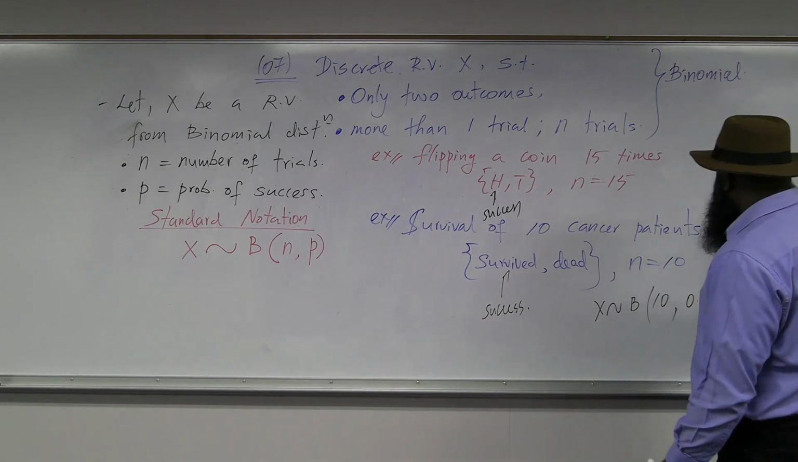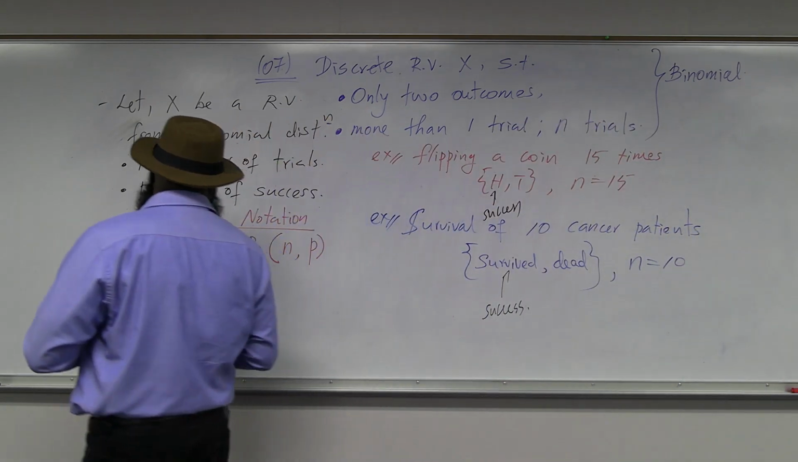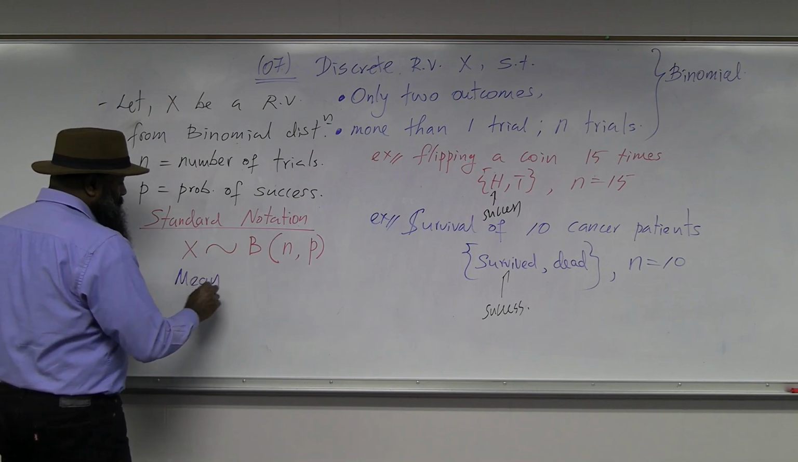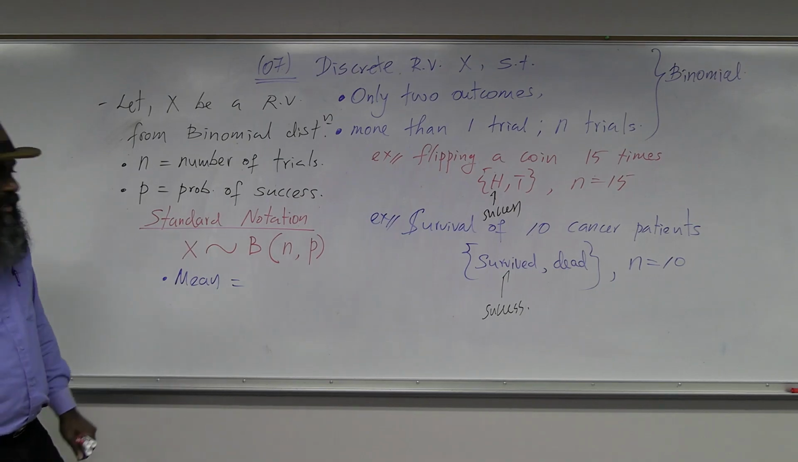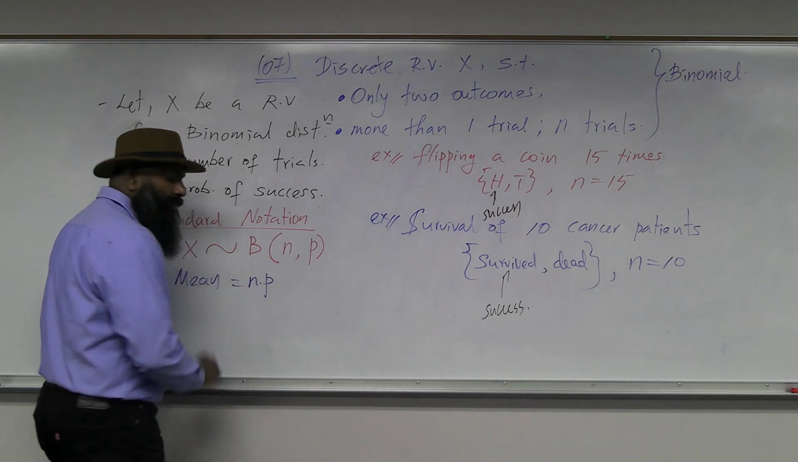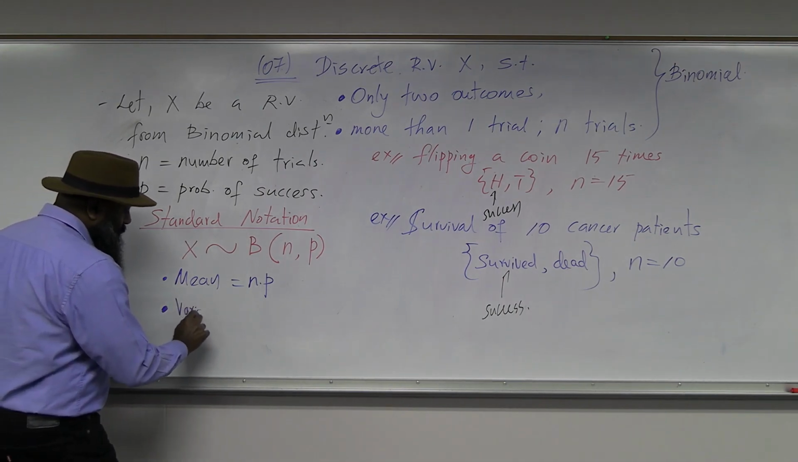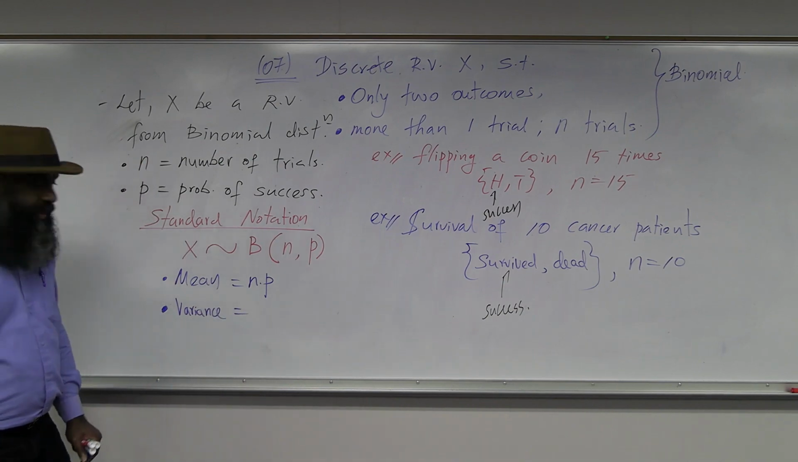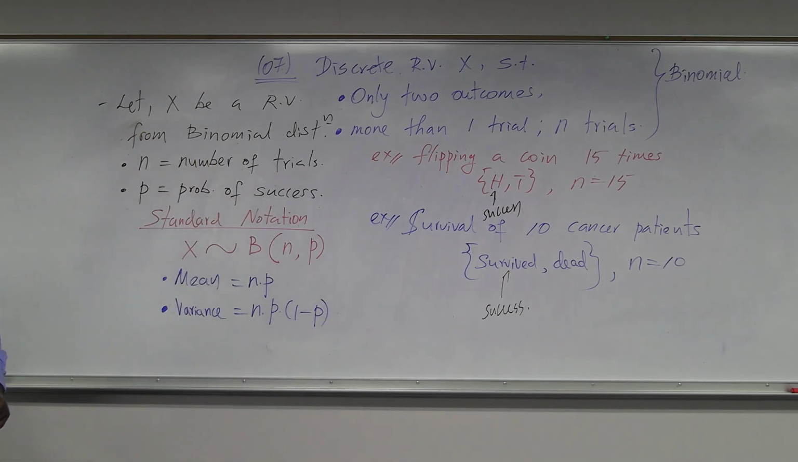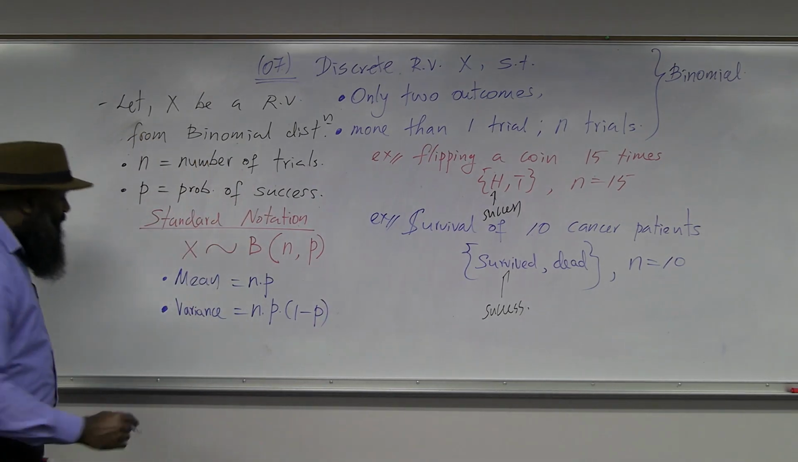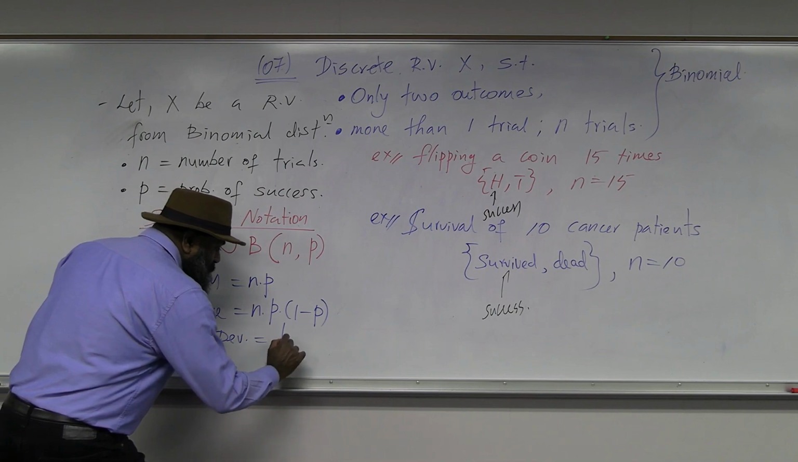Now, I will also need to find the mean and the standard deviation. So the mean for the binomial distribution is given by this equation. Your calculator doesn't have this equation either for mean. Mean equals n times p. And then you have variance. The variance is equal to n times p times 1 minus p. And if I need to find the standard deviation, what I have to do? I just have to take the square root of the variance.